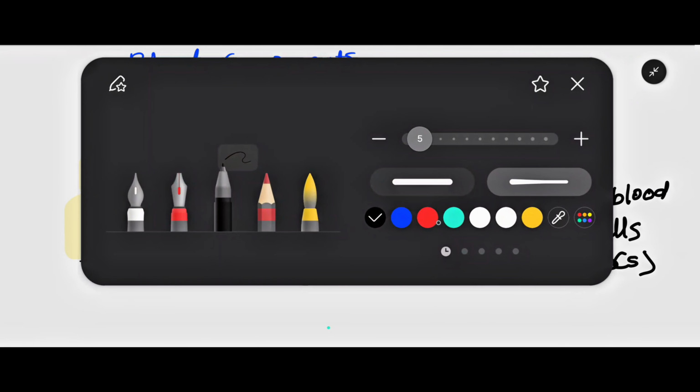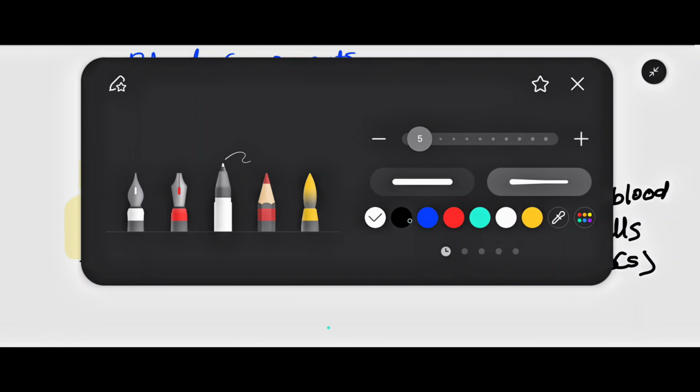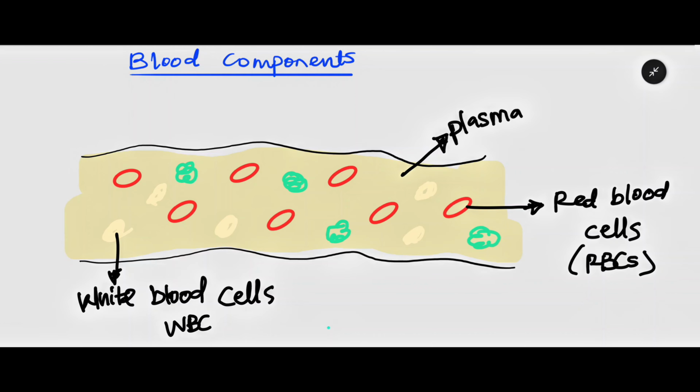Next, we have white blood cells. Let me just draw them out in white. So white blood cells, let's just draw little white circles. White blood cells form our immune function. They are part of the immune system, which is the system in the body that helps to fight disease and to fight infection. White blood cells, WBCs.